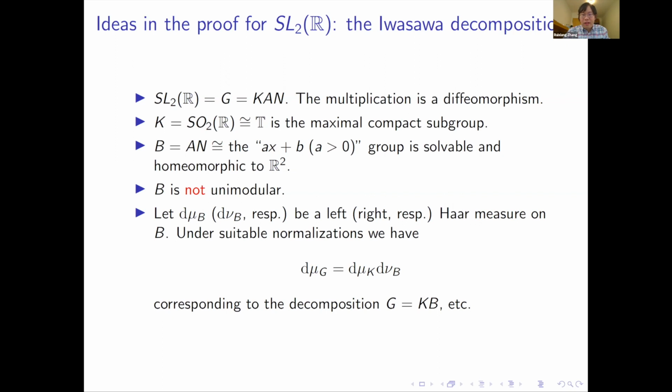And this group AN, I put them together and call it B. Sometimes it's called the Borel subgroup. And it's isomorphic to the group of ax plus b, as we saw in my introduction. B is going to be solvable, and B is homeomorphic to R2 topologically. And one difficulty is that B is not unimodular.